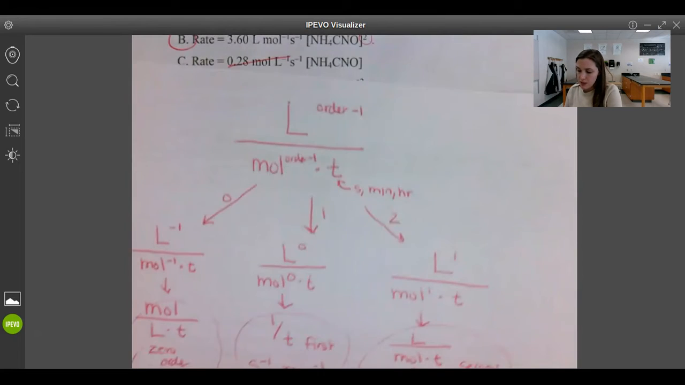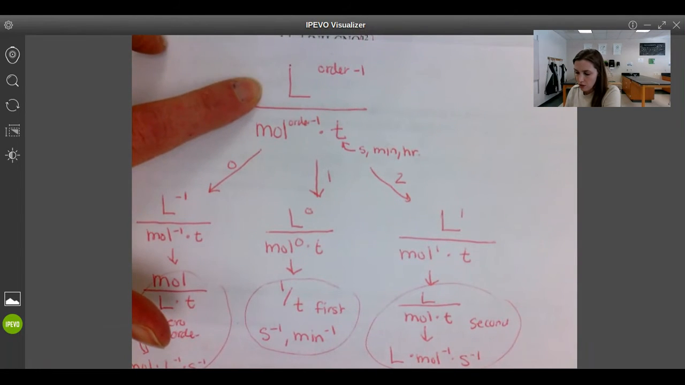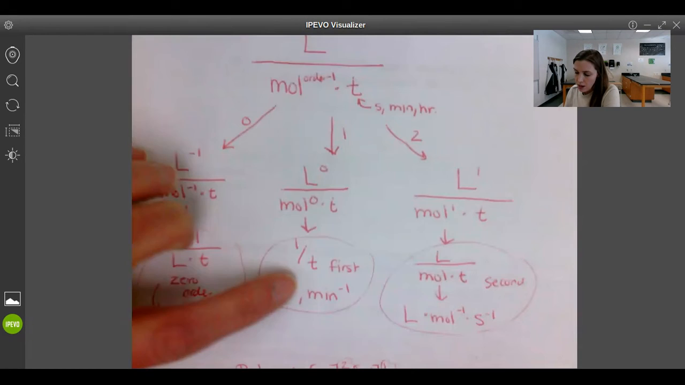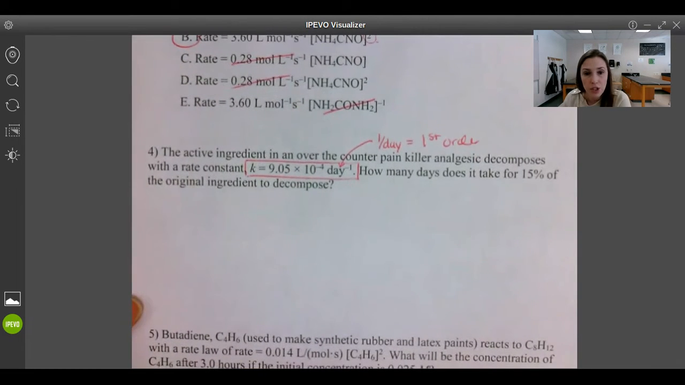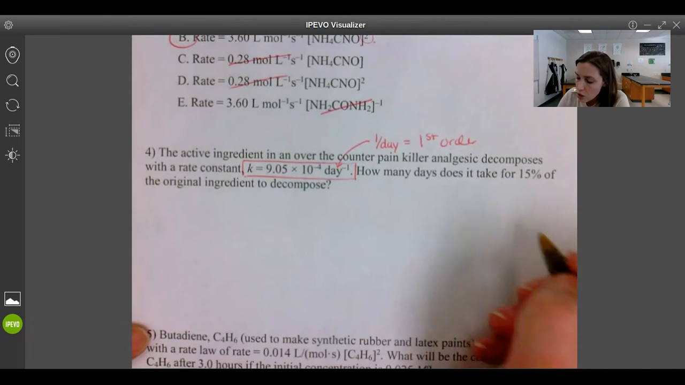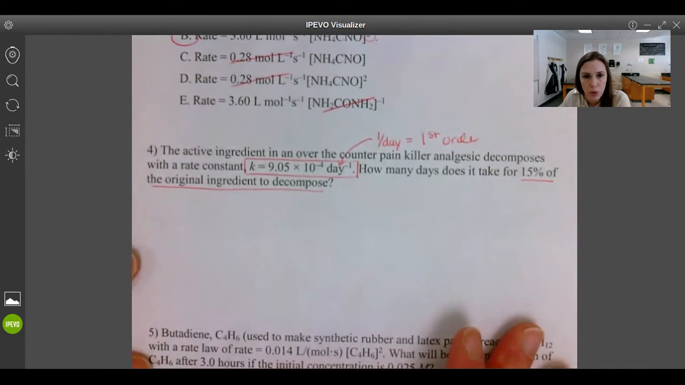Again, just based on this little chart I gave you, here's my generic unit template, and it's going to be first order when it's 1 over time. So that allows me to know which equation I'm going to use. So how many days does it take for 15% of the original ingredient to decompose?